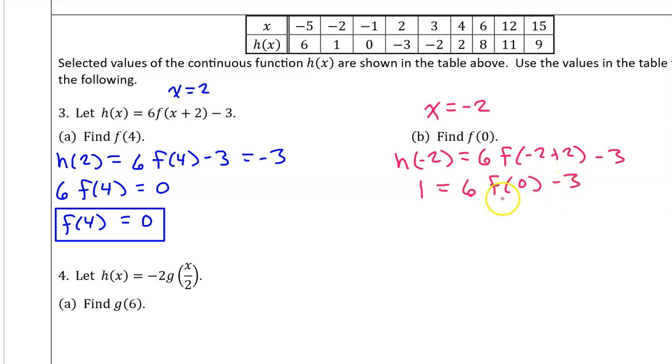Let's solve for f at 0 by adding 3 to both sides. That gives us 4 is equal to 6 times f at 0. And then dividing by 6, that's 4 over 6, which is 2 over 3. So 2 over 3 is equal to f at 0. So that's it for part B.